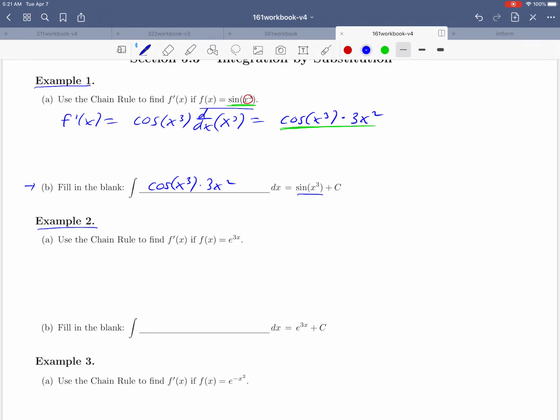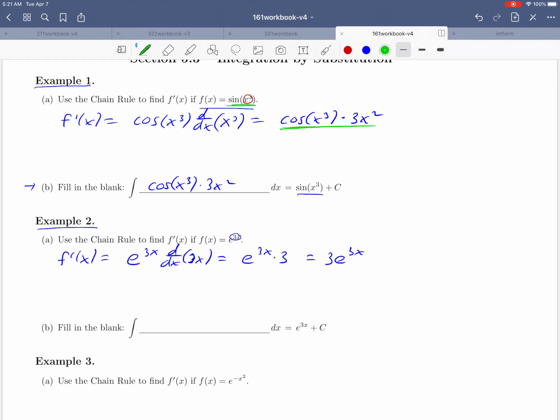So let's move on and look at example 2 here. This time they'd like us to take the derivative of e to the 3x using the chain rule. Okay, so this time our u is 3x, so we'd ask ourselves, how do we take the derivative of e to the u? Well, it's going to stay the same, multiplied by the derivative of that u. And this takes us down to e to the 3x times the derivative of 3x, which is just 3. We could rewrite that as 3e to the 3x if we wanted to.